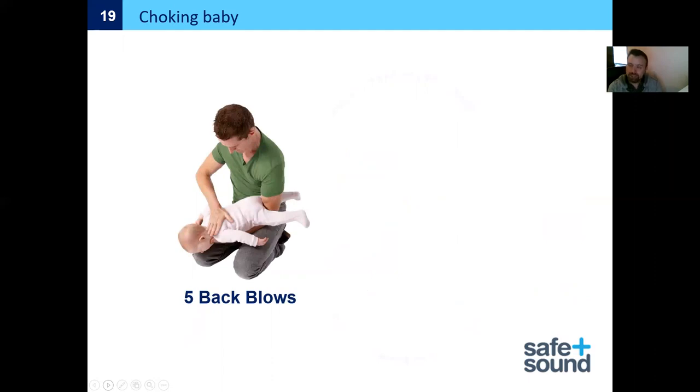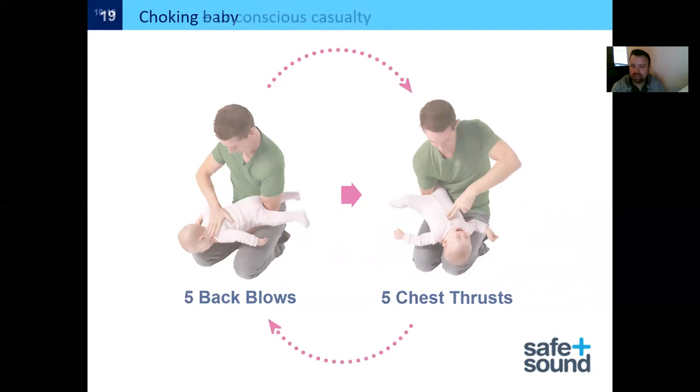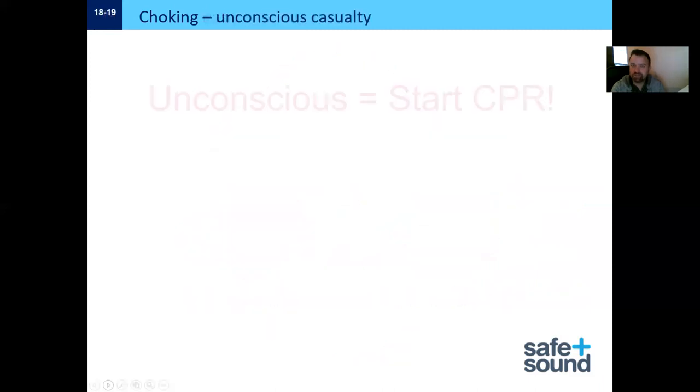For a baby, you're going to place the baby's face into your hand, kneel down and lean the baby along the arm, and pat the back. And then for a chest thrust, you're going to turn them over onto your arm, and push down on the chest like a chest compression, and you're going to do 5 chest thrusts. And again, we just repeat that sequence until it has been removed.